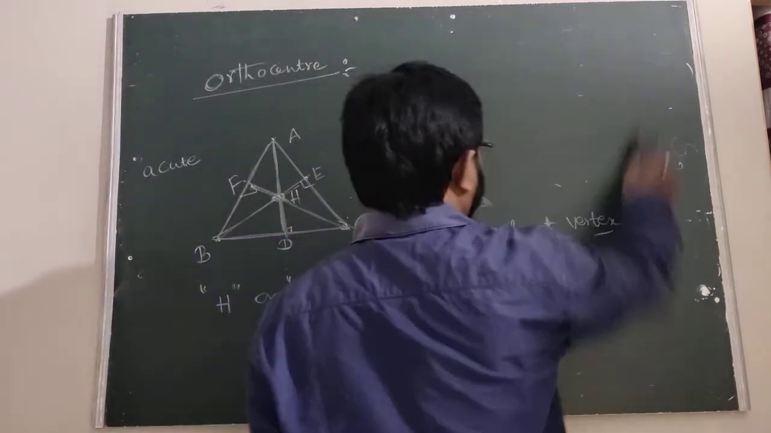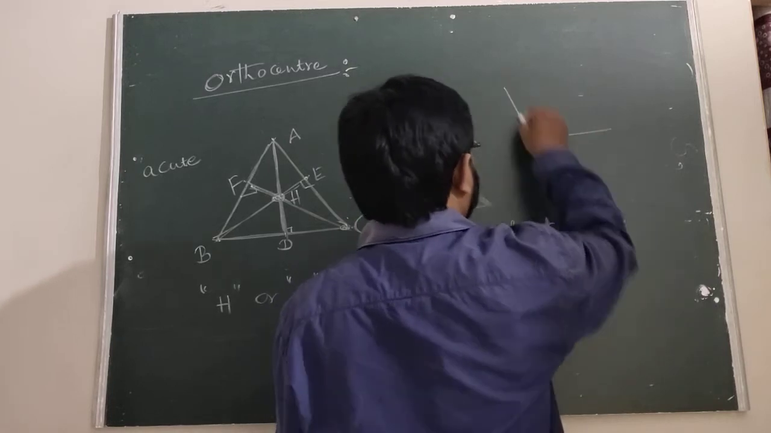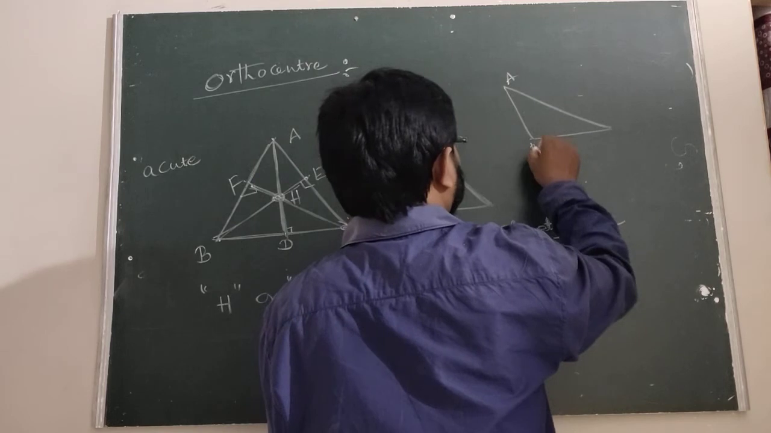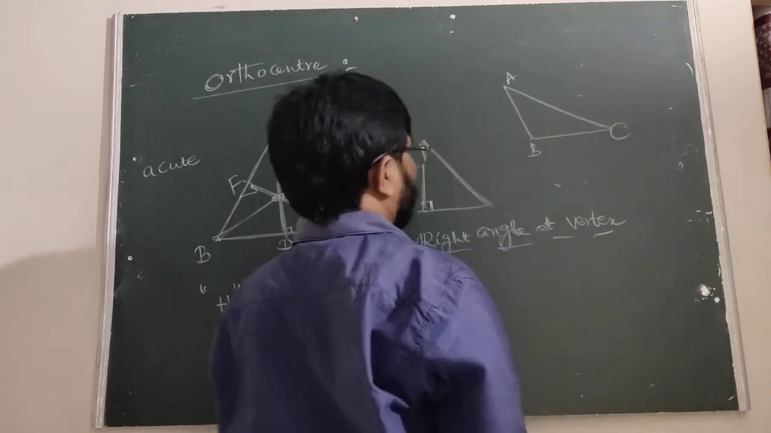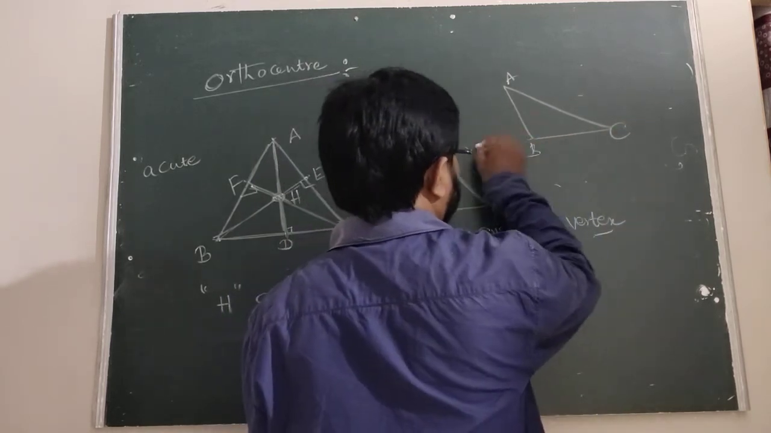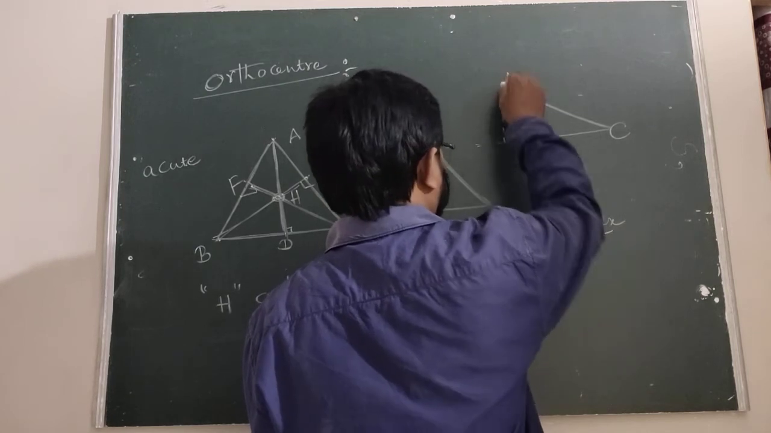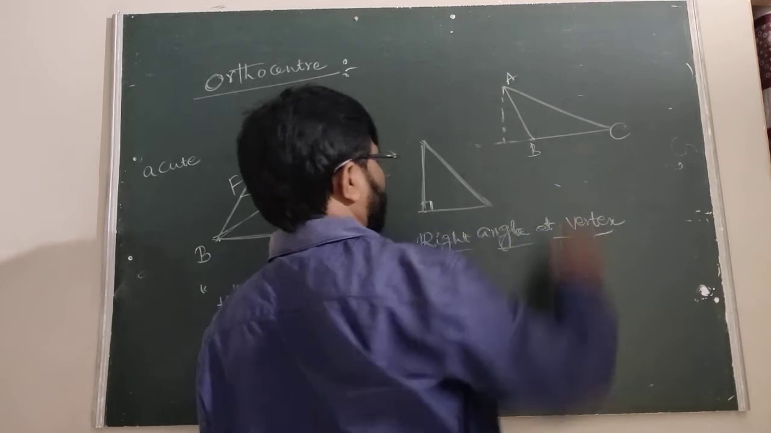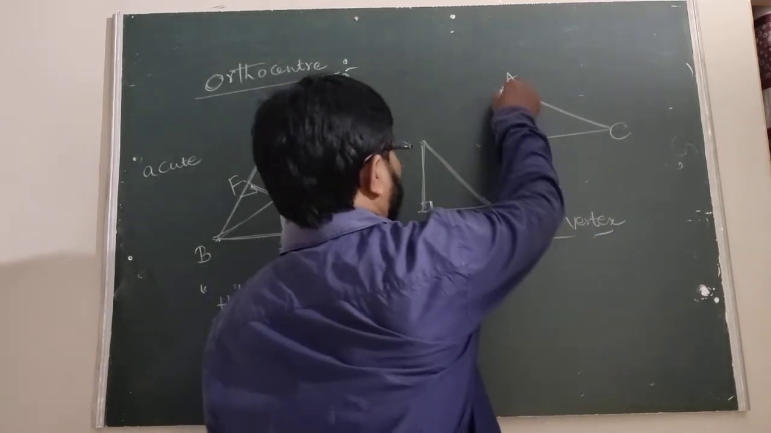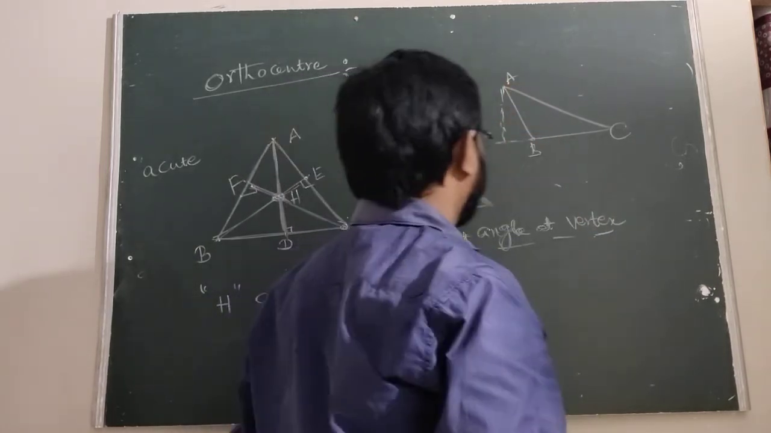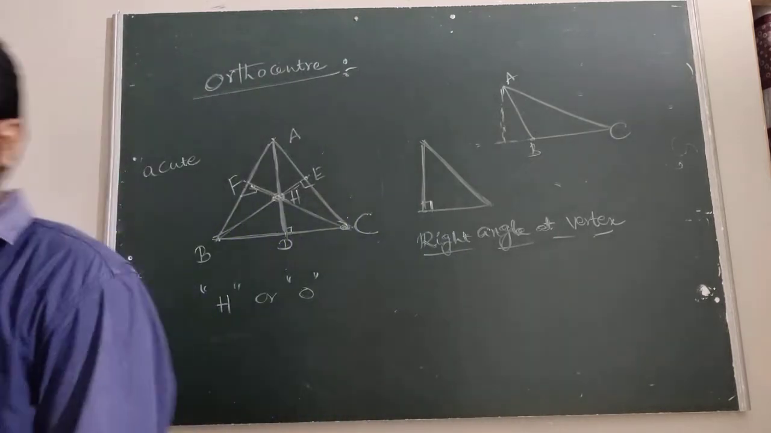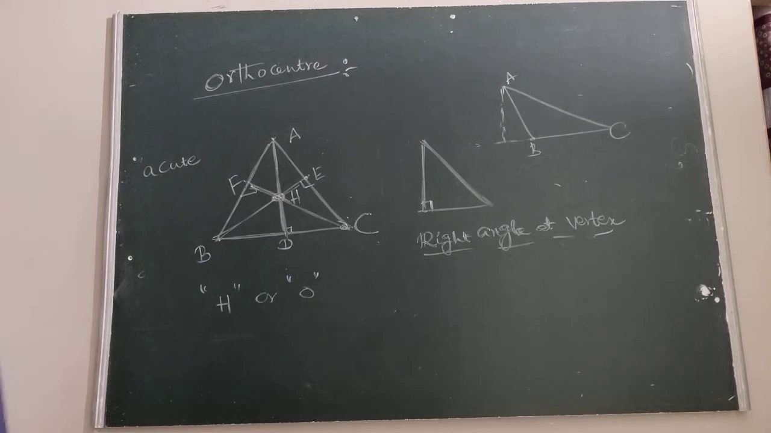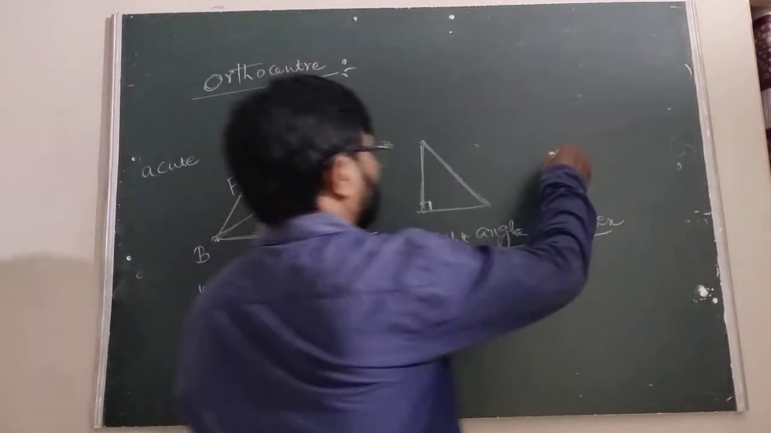Now we can write, when it is an obtuse triangle, this is A, this is B, this is C. Now just we can extend it. This is the altitude. Now this is B and another altitude is from C. Now we can write that the orthocenter must lie outside.